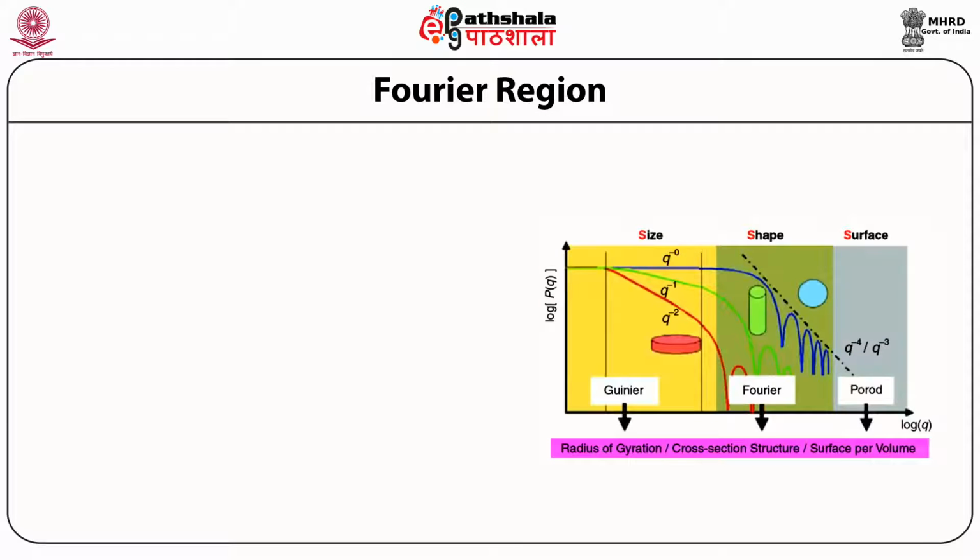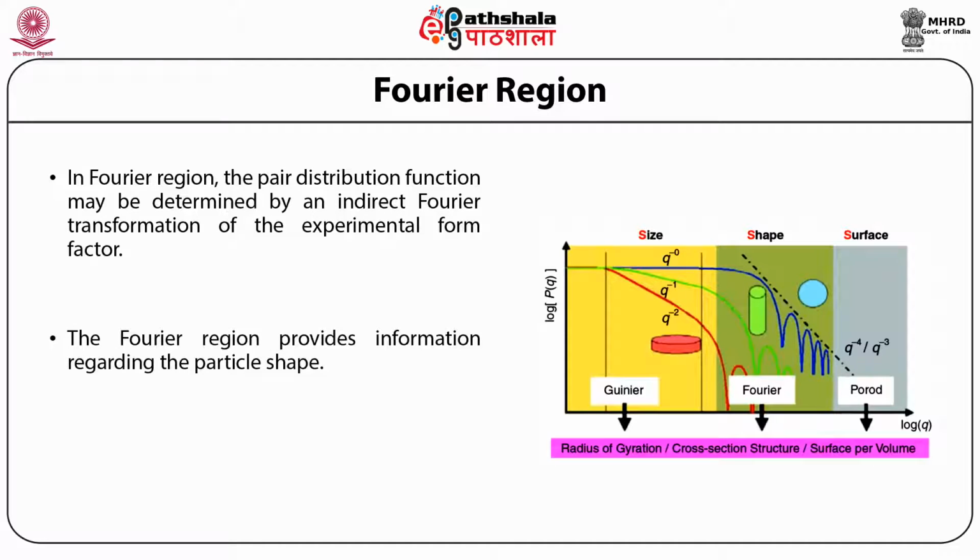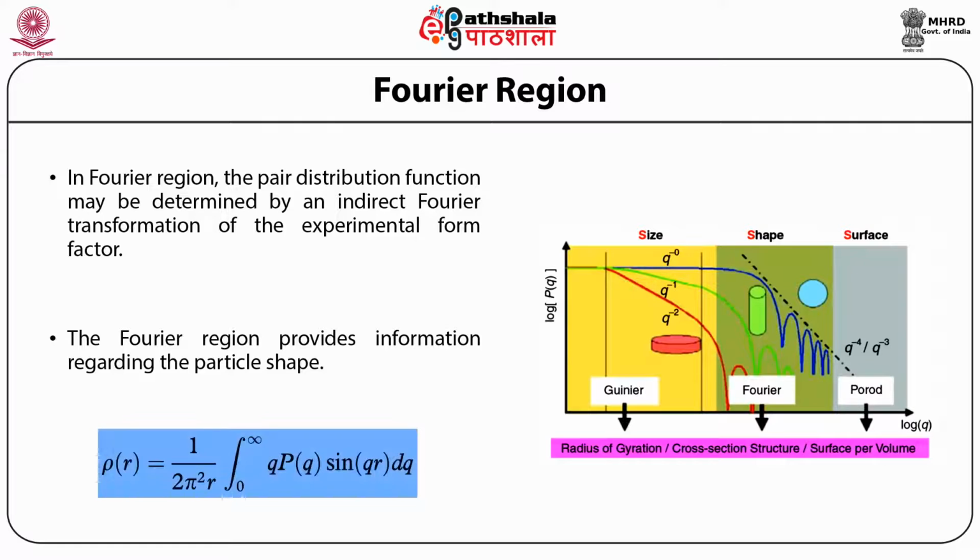Moving on to the Fourier region, the pair distribution function may be determined by an indirect Fourier transformation. The Fourier region provides information regarding the shape of the particle. In this region, the pair distribution function may be determined by an indirect Fourier transformation, like we saw earlier. This is the equation for the Fourier region, which is used for finding out the shape. This equation gives the distribution of electrons averaged over a particular radius.